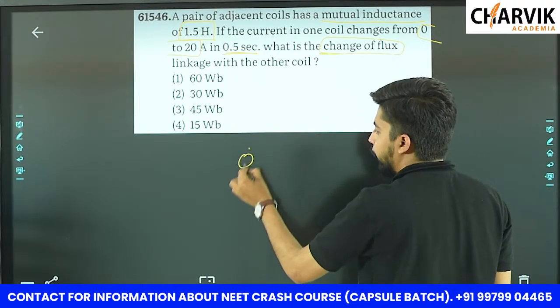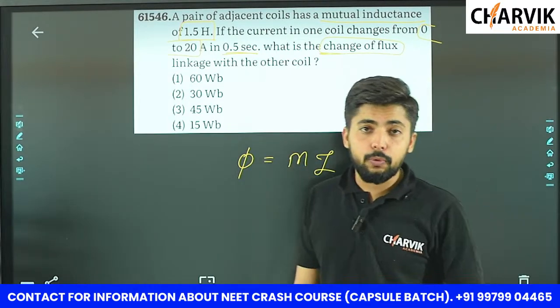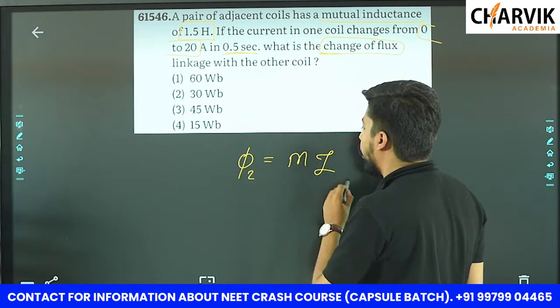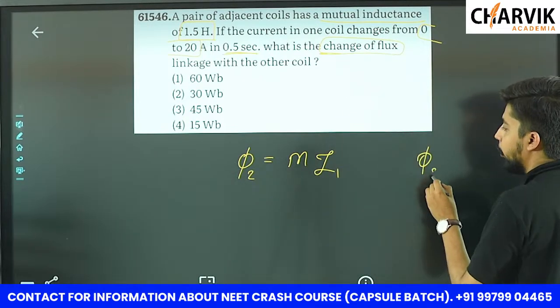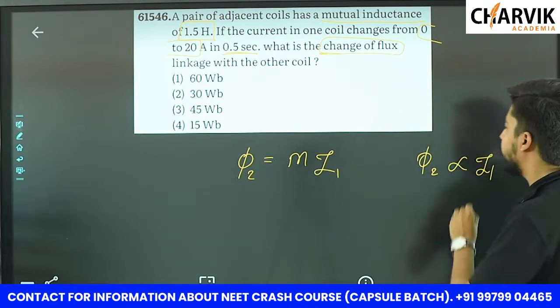How will you get the change in flux? The formula of flux is very simple. It is M into I. How are you getting this formula? Because the flux in the second coil will be directly proportional to the current from the first coil. What is the theory of this thing?